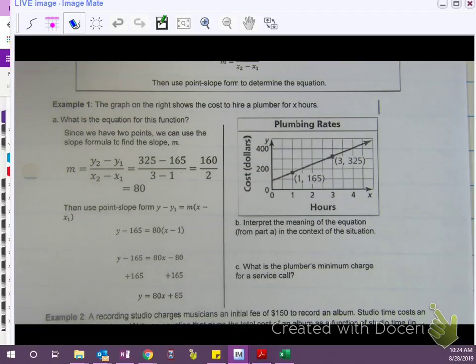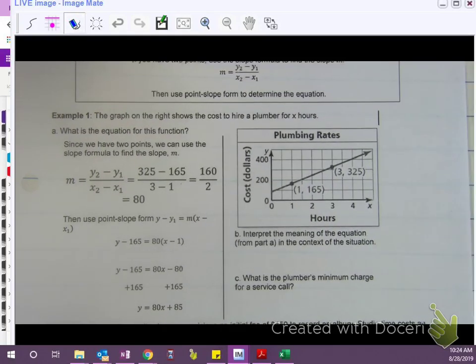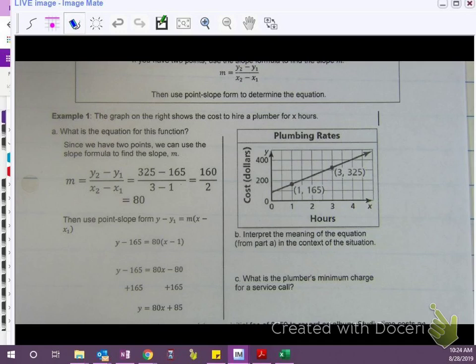Actually there are 2 examples here. All right. So we are given a graph, and we're told to use the graph to find the equation for this situation. It shows the cost to hire a plumber for x number of hours. The first thing I want to point out is that you need to get in the habit of not just counting the grid marks. These are not actually on the crosshairs, so it's a little bit of a clue, but sometimes they are. If you notice, this point here is not exactly where the 2 grid marks cross.